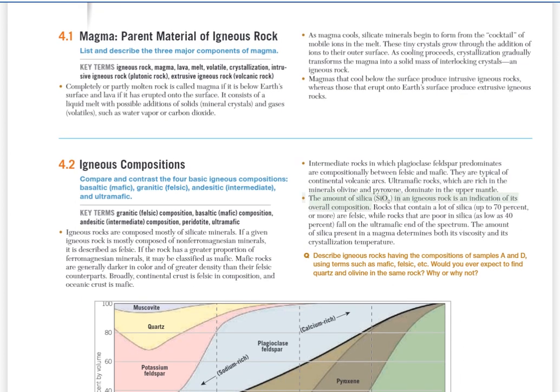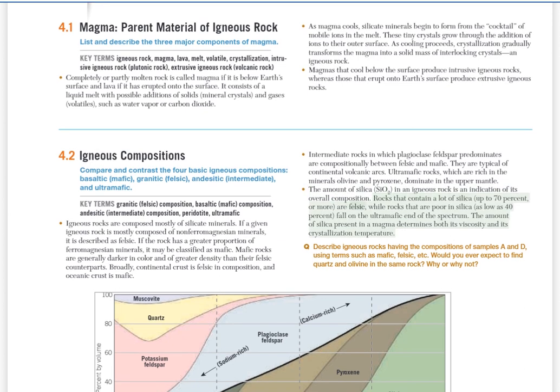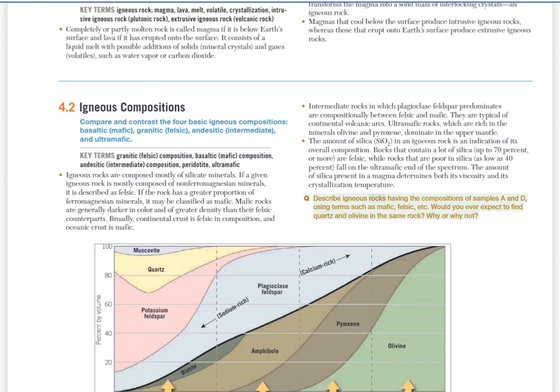The amount of silica in an igneous rock is an indication of its overall composition. Rocks that contain a lot of silica are felsic, while rocks that are poor in silica fall on the ultramafic end of the spectrum. The amount of silica present in a magma determines both its viscosity and its crystallization temperature. Q. Describe igneous rocks having the compositions of samples A and D, using terms such as mafic, felsic, etc. Would you ever expect to find quartz and olivine in the same rock? Why or why not?